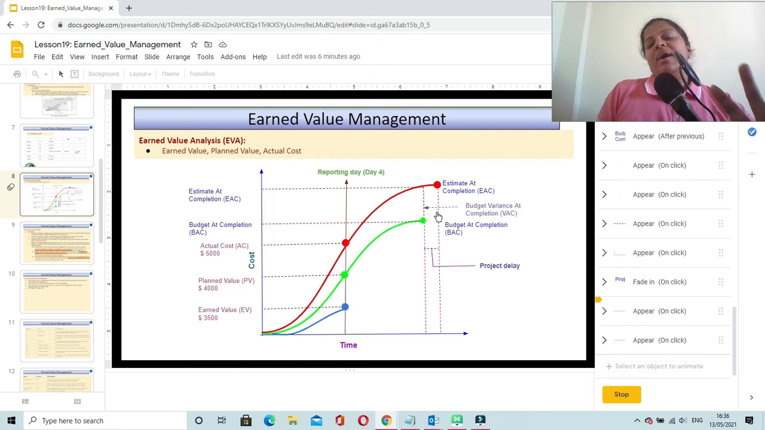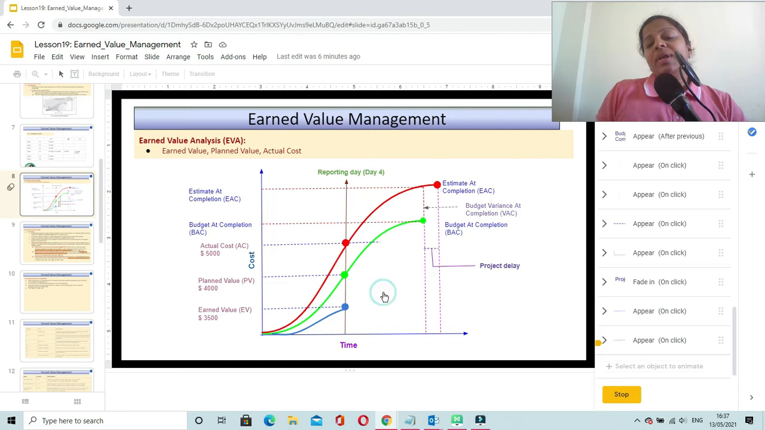Now that we have understood budget at completion, estimate at completion, project delay and variance at completion, now let us come back to cost variance and schedule variance. There are few more terminologies which are important. So here we can see that the actual cost is $5,000 and the planned value is $4,000 and earned value is $3,500.